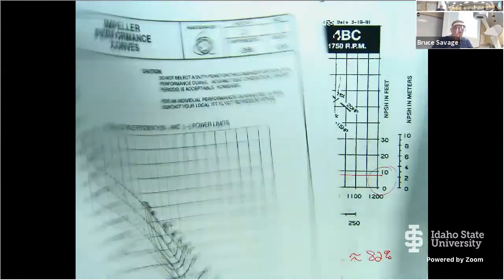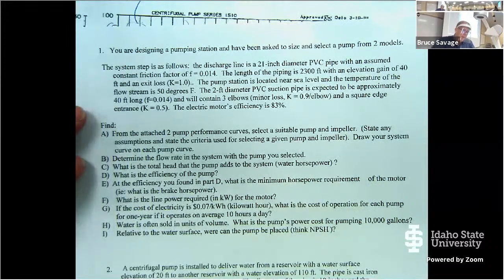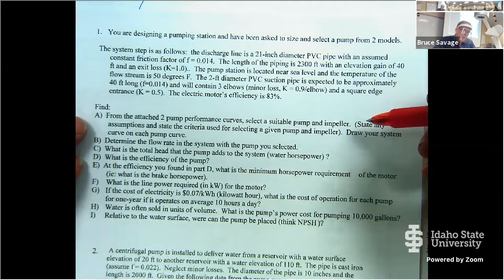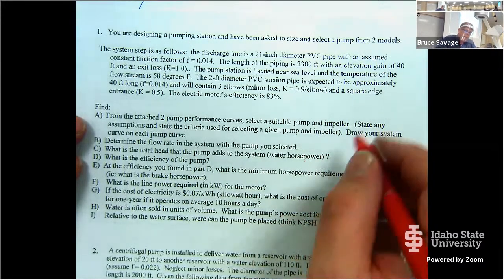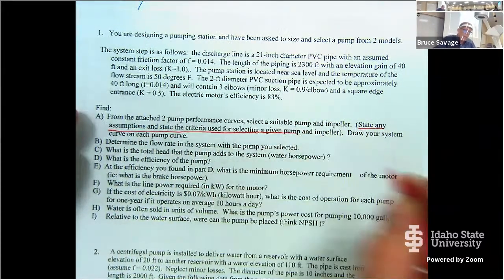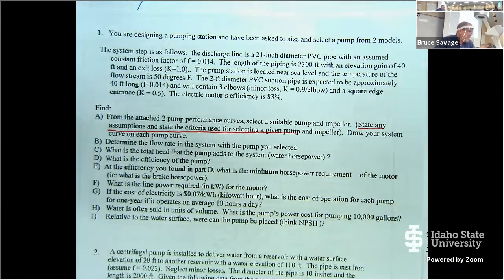And under these criteria of the situation here, we get to pick, and you can state any assumptions, okay? One assumption, which would be an easy and obvious assumption, is that I'm going to go for the one that's most efficient. So I'm going to find the pump within those 2 pump curves, the pump and impeller, that is the most efficient, since no flow criteria was given.